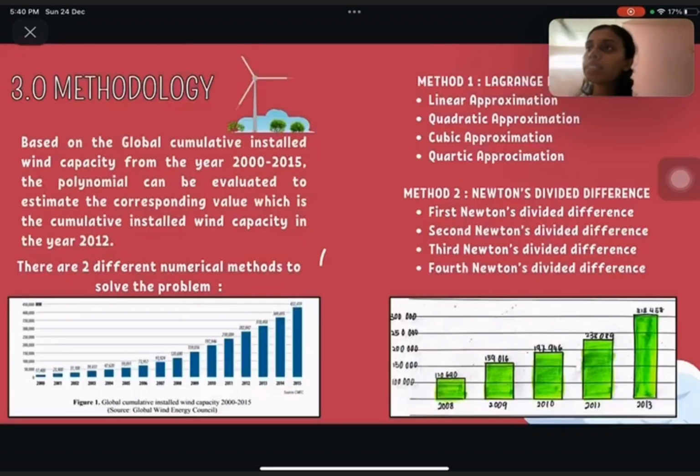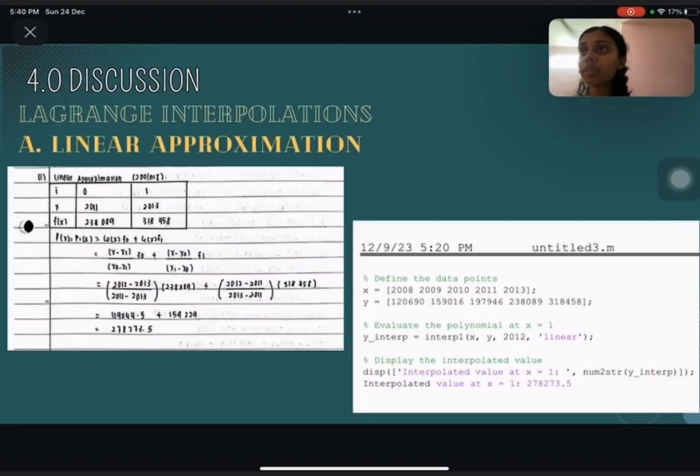In the previous slide, for linear approximation, we are going to take from the extreme right towards the left. The extreme right is 2013, and before that is 2011. Because linear approximation involves only 2 points, using the formula for linear approximation, the answer that we have got is 278,273.5. And as for the MATLAB coding, the answer that we have got is also 278,273.5.